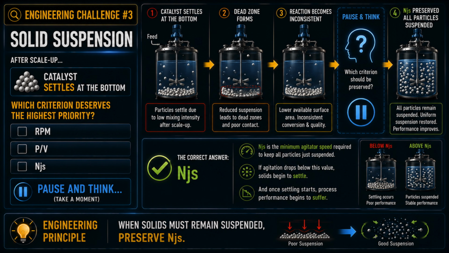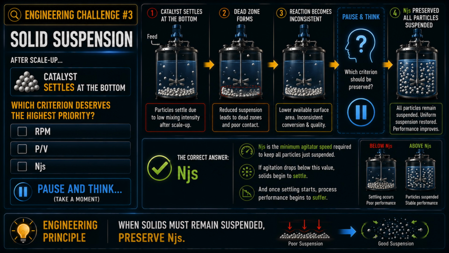Let's look at another process. During production, operators notice catalyst settling at the bottom of the reactor. Once particles settle, the available surface area decreases. Reaction performance becomes inconsistent. What should you preserve? RPM, power per unit volume, or NJS? Take a moment and think. The correct answer is NJS.